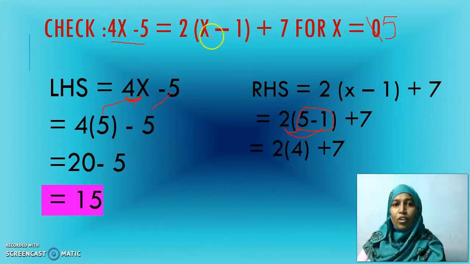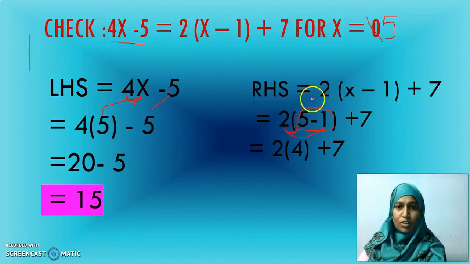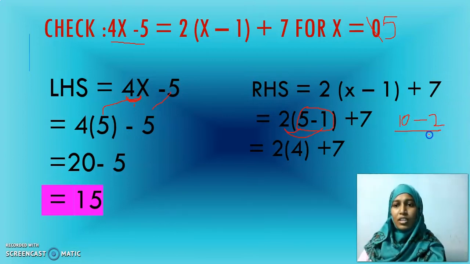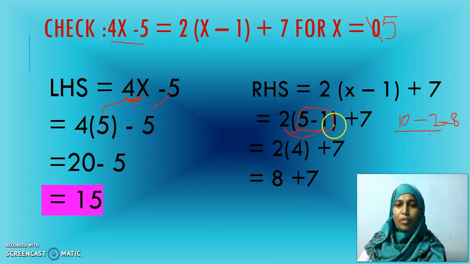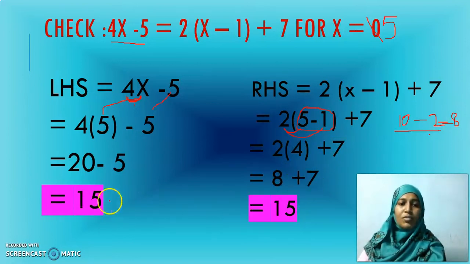Here we don't know the value of x, so I cannot subtract x and 1. That's why we multiplied with this. Even if you do it this way, it's right. See here, 2 fives are 10, 2 ones are 2, minus 2. So what is 10 minus 2? 8. Isn't it? So I also got 8 here. 2 fours are 8. Both ways it is right. But it is smart if you simplify and then multiply. 8 plus 7 is 15. Here I got the LHS value and RHS value to be equal. So the solution x is equal to 5 is right.